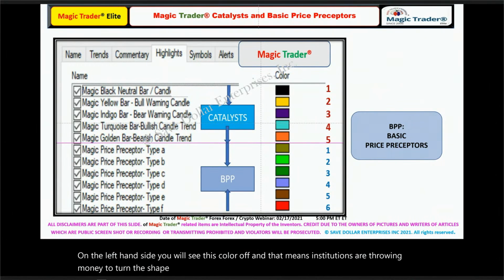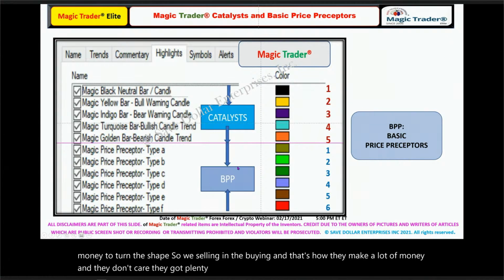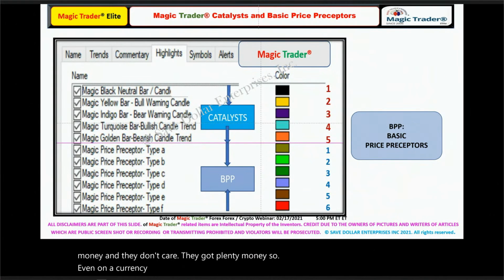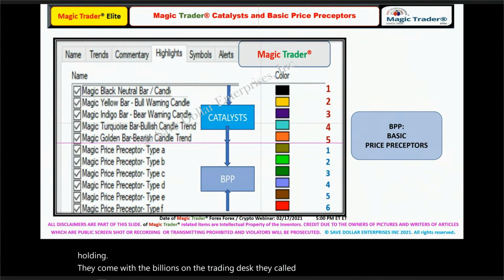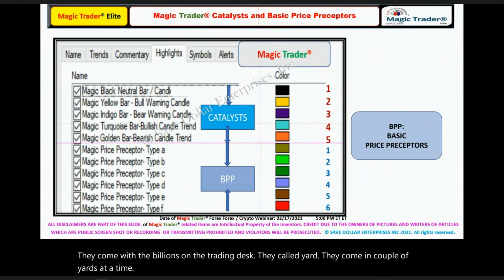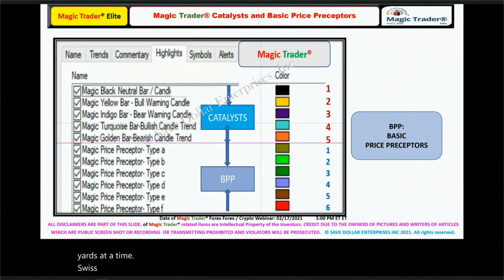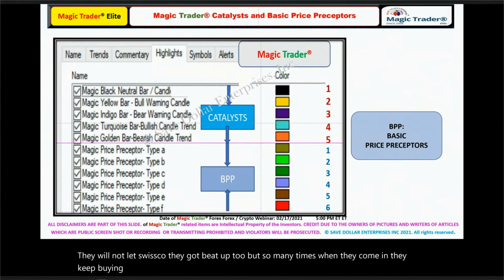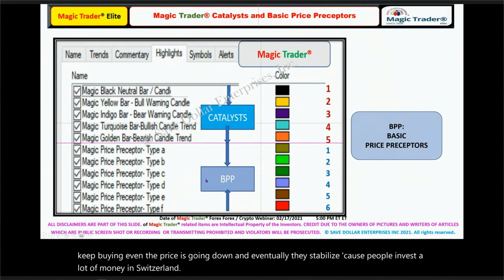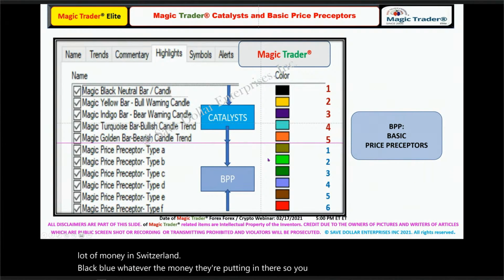So we're selling and they're buying, and that's how they make a lot of money, and they don't care. They got plenty of money. Even on a currency, I have seen the euro. They will keep throwing it and they will turn around the whole thing. They come with billions on a trading desk. They call it a yard. They come in a couple of yards at a time, right? The Swiss National Bank, they will not let the Swiss franc go. They get beat up too. But so many times when they come in, they keep buying even as the price is going down. And eventually they stabilize because people invest a lot of money in Switzerland. So you could see a lot of green bars at that time.